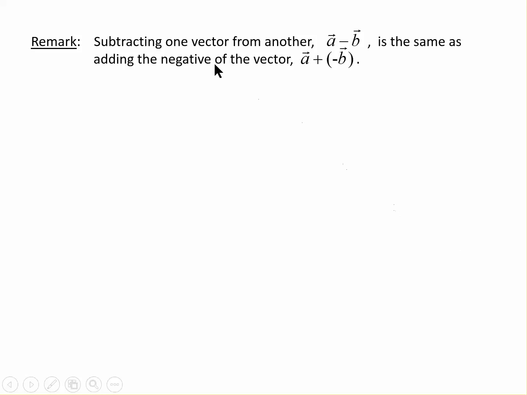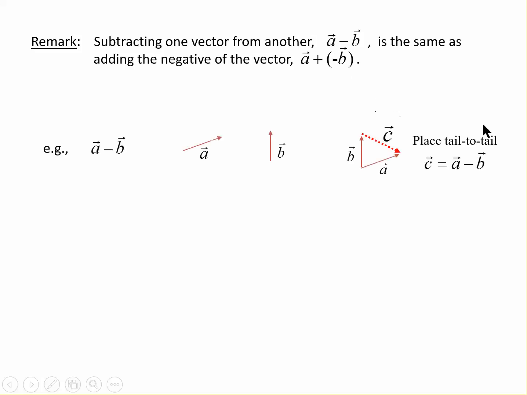By the way, one final remark here. When you subtract one vector from another, so for example, if I do vector a minus b, that's the same thing as adding the negative of a vector. In other words, a plus negative b is the same as a minus b. So let me illustrate that for you. Suppose I want to take a minus b. So here's vector a, here's vector b. So when we subtract two vectors, we put them tail to tail, and then we draw an arrow from the one that we're subtracting off towards the first one. And there we have it. Vector c is a minus b.